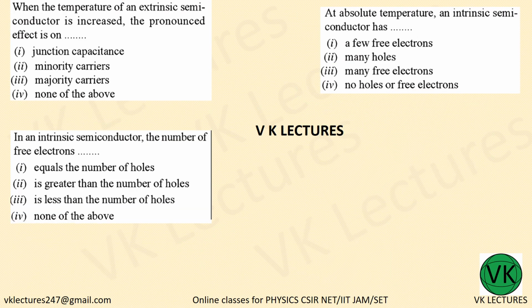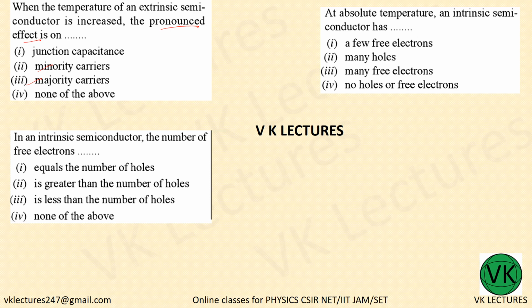Now, if the temperature of an extrinsic semiconductor is increased, the pronounced effect is on junction capacitance, minority carriers, majority carriers, or none of them. We know that the minority carriers as well as majority carriers will increase. Why? Because once the temperature increases, the bonded electrons will move on. But the question is, where is the pronounced effect? Pronounced effect means larger effect.